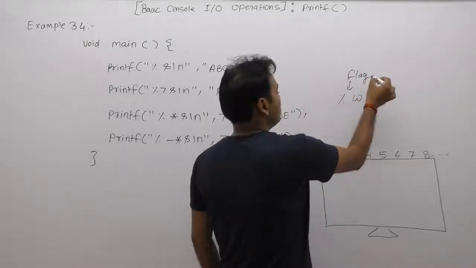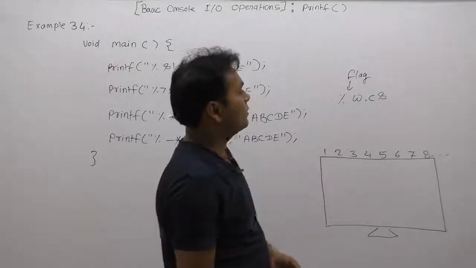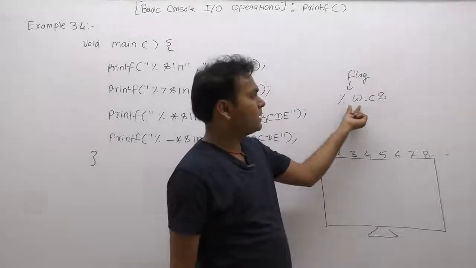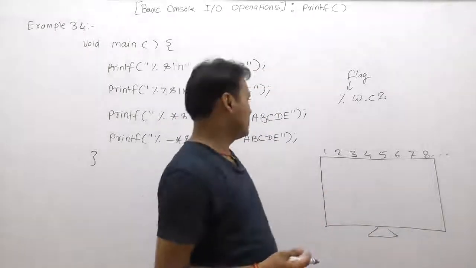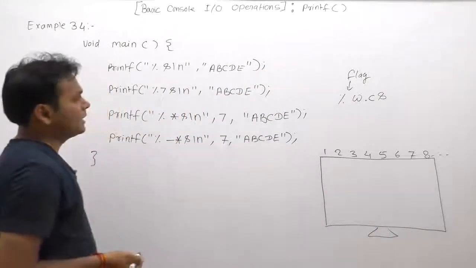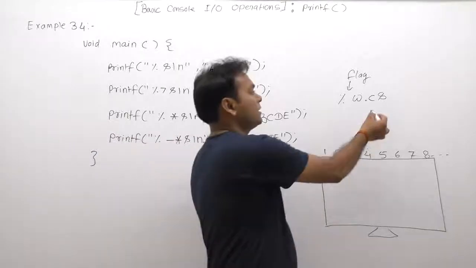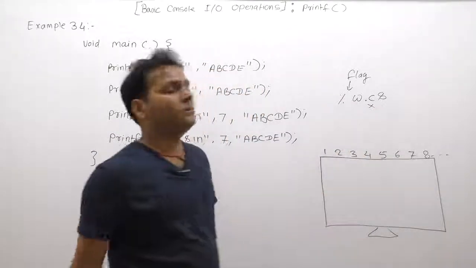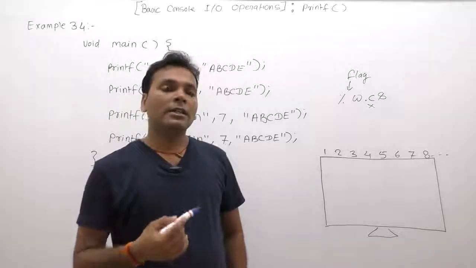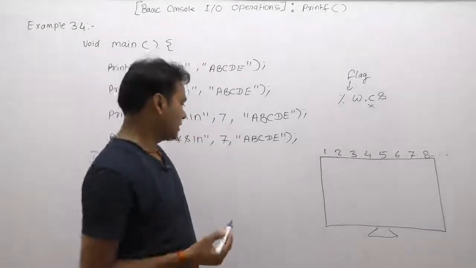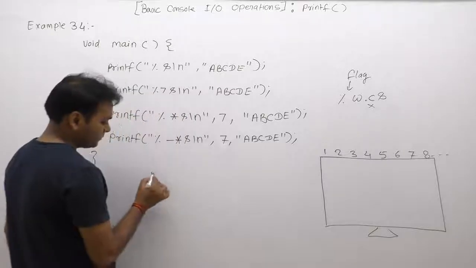What is the use or working of flags or different properties of width specifier or character pickers? We are discussing one by one. In that example, we are not using a character specifier. We are using only a width specifier. We are using a character specifier in the next example.